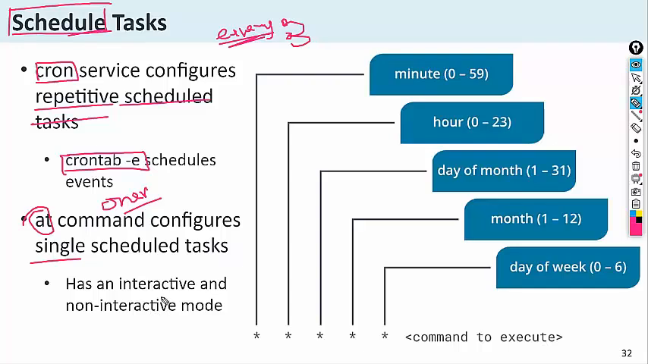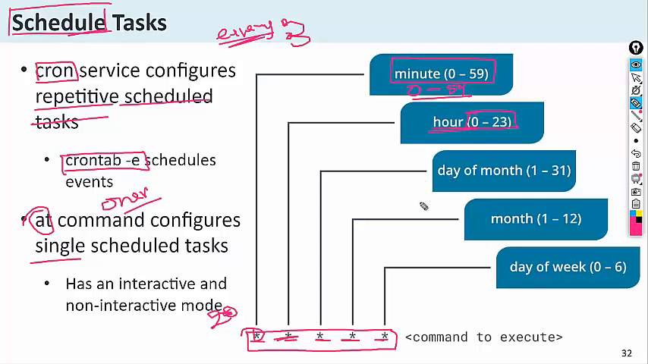If you want to schedule a task, there are five stars. The five stars define five things. The first star defines the minutes. For minutes you can give a value from 0 to 59, meaning here you provide the time in minutes, like 20 minutes. Then the second star defines the hours. Hours can be from 0 to 23.